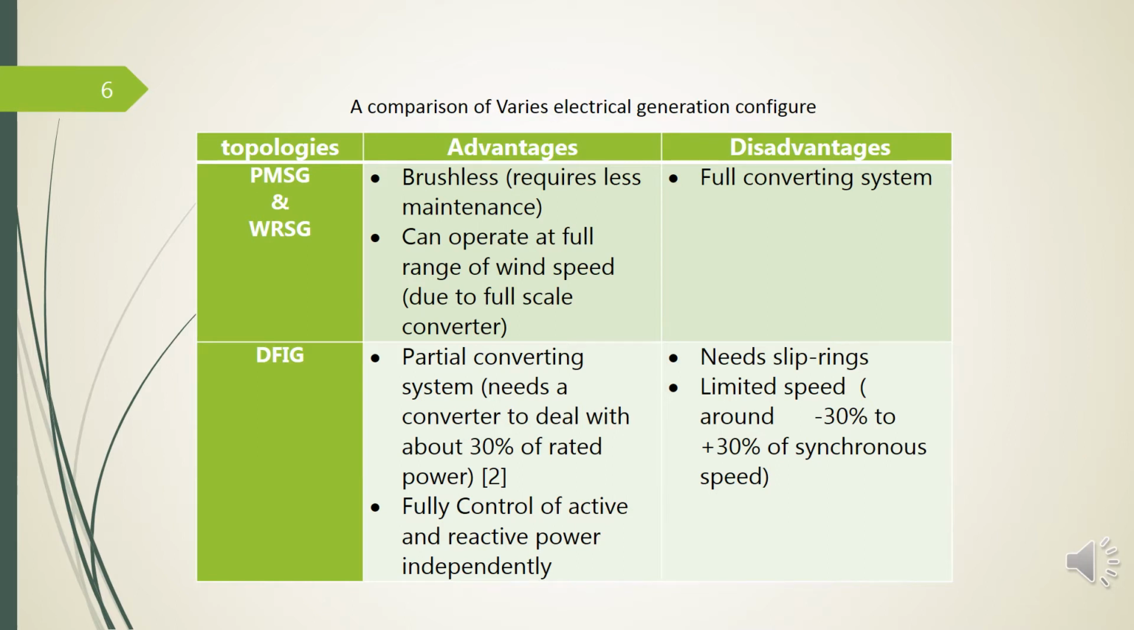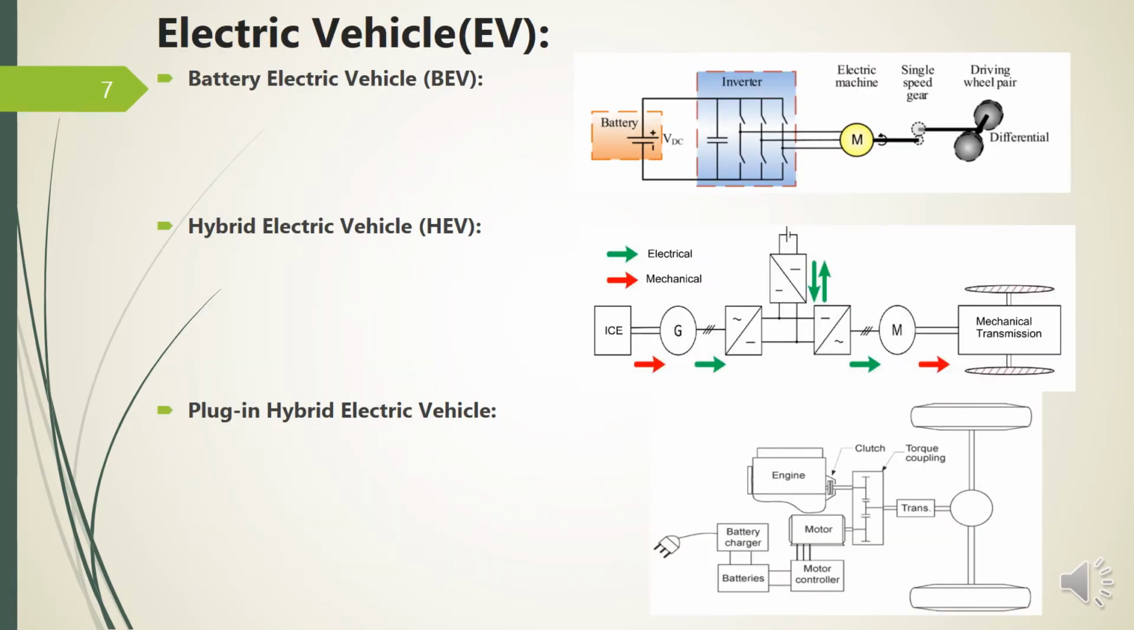But the most significant advantage of the permanent magnet synchronous generator is that it can operate at a full range of wind speed, and it is brushless, so it needs less maintenance. But we use the DFIG for a grid-tied system because we have full control of active and reactive power independently. There are three typical electrical vehicles: battery electrical vehicle, hybrid electrical vehicle, and plug-in hybrid electrical vehicle.